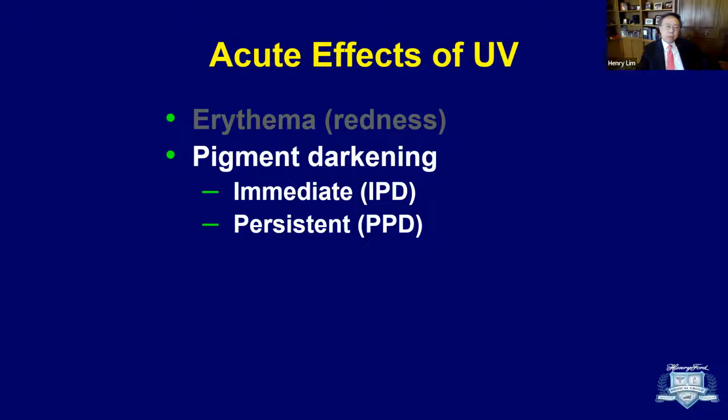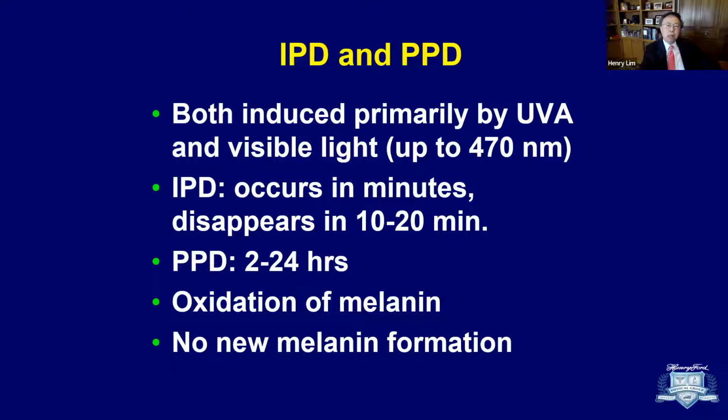So another effect of the UV is pigment darkening. This is probably less appreciated by the general public, but there are two types of pigment darkening, immediate as well as persistent pigment darkening. Both are induced primarily by the longer wavelength UV, which is the UVA, and also visible light. Immediate pigment darkening occurs within minutes and disappears within 10 to 20 minutes. So most of us don't even recognize it.